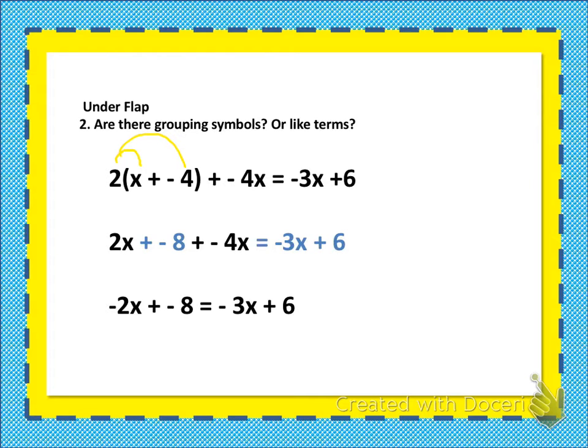And then I do have combining that I need to do. That 2x plus that negative 4x, it's going to give us a negative 2x. And then our plus a negative 8 stays right there. And then on the other side, there's no combining to do.